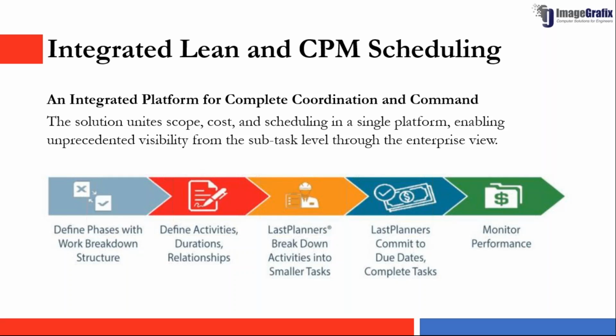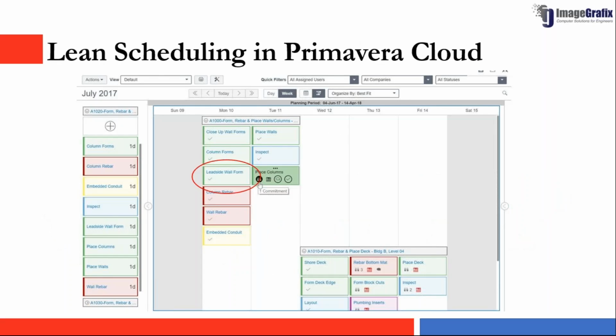So you can further decompose your activities into different tasks, and you can assign these tasks to different contractors and get commitments from them, and hold them responsible for completing these tasks in time or by the due dates, right? So this is the digital planning board from Oracle Primavera Cloud.